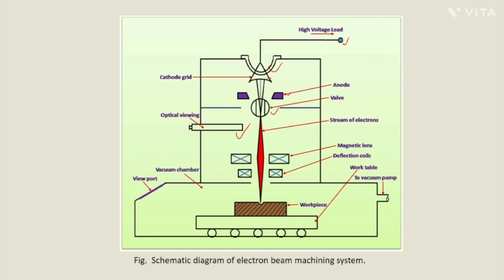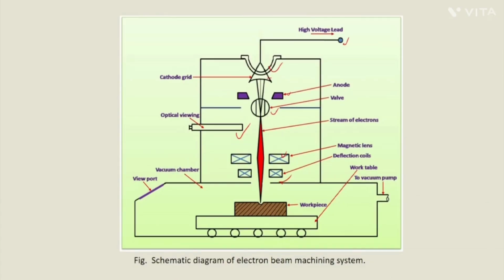Now this electron beam is passing through the magnetic lens. The working principle of this magnetic lens is that it concentrates all the beam into a certain point. So it reduces the diameter of the electron beam passing towards the workpiece, concentrating it into a smaller diameter beam. After that, it passes through a deflection coil, and after passing through this deflection coil, it falls on the workpiece surface in a very small area. Because of this bombardment of high velocity electrons, it melts and vaporizes the material.